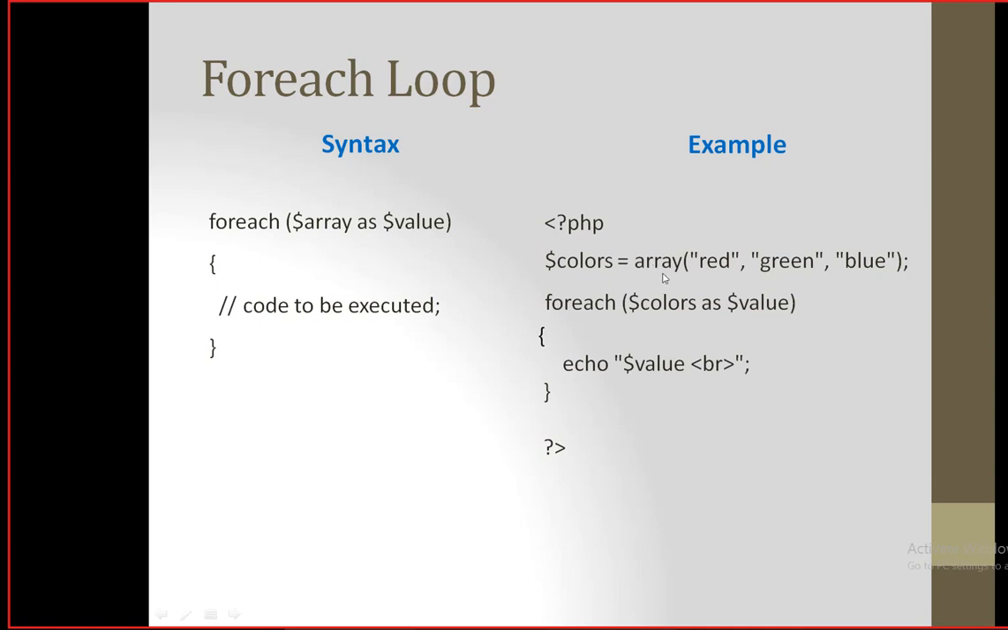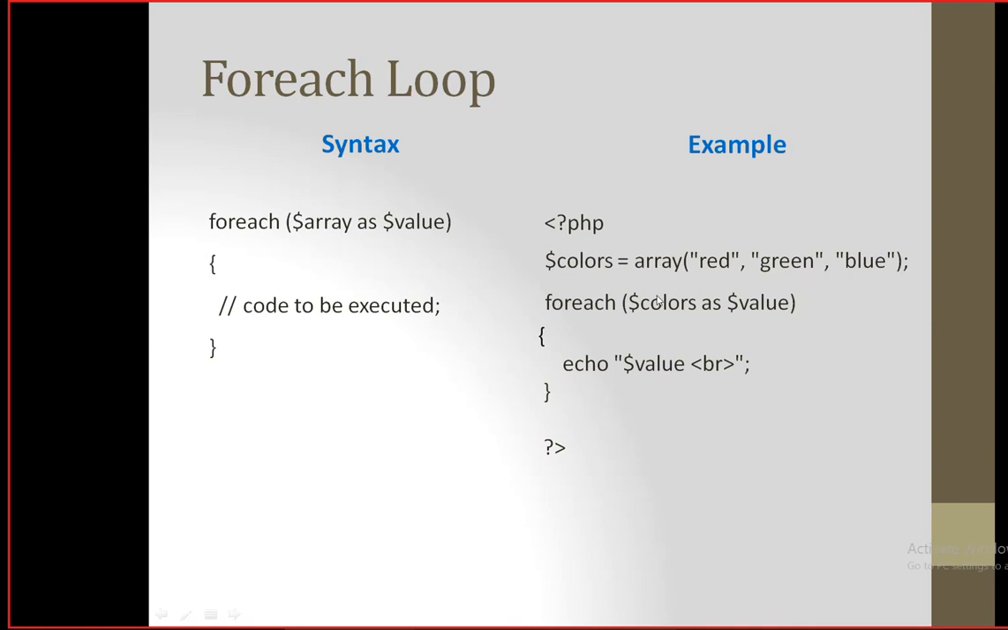So how do I create arrays in PHP? I'll simply use the function array and then provide the element values as arguments to the function array. So that will create an array, and a reference to the created array will be stored in this variable colors. Okay, so colors will be representing that array.